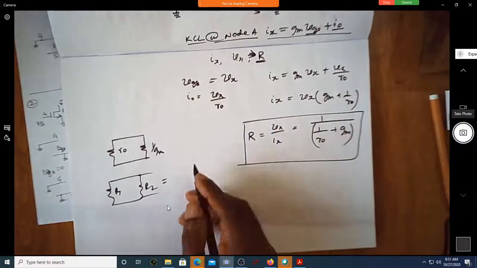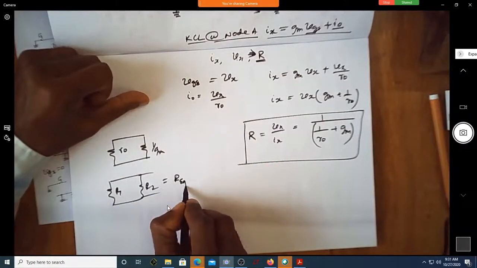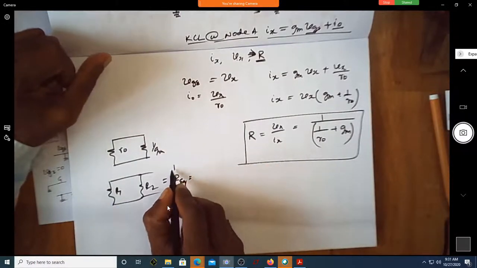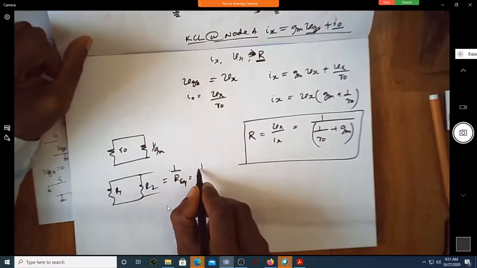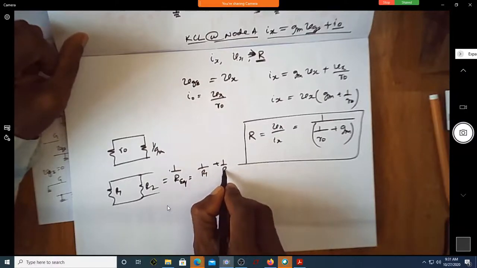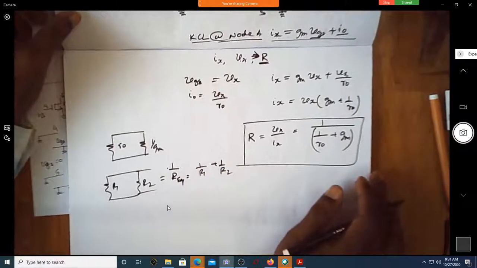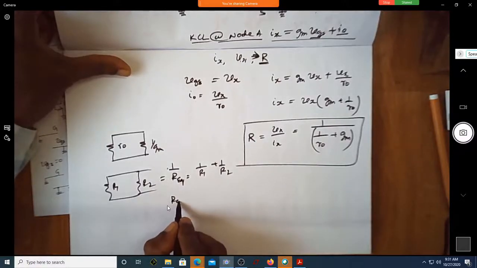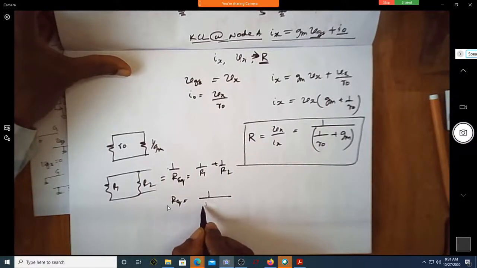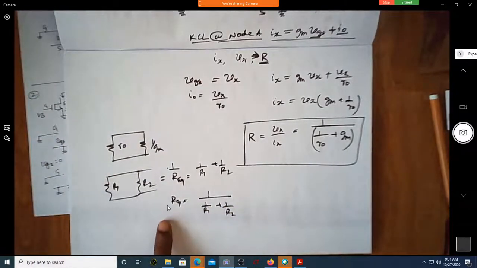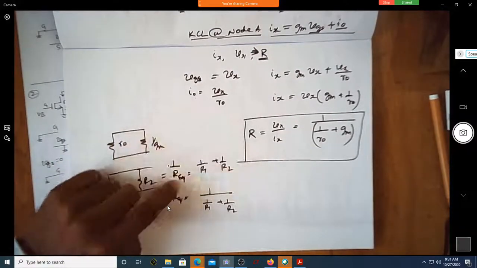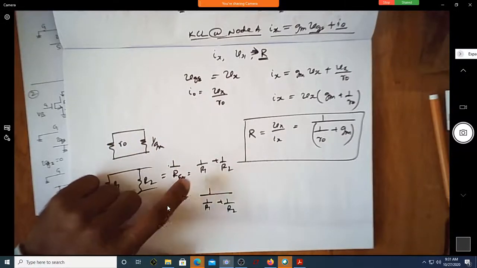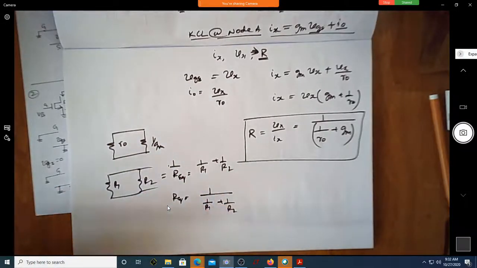Can I write 1 over R equivalent as equal to 1 over R1 plus 1 over R2? That's how you usually write, no? Can I write this, R equivalent is 1 over R1 plus 1 over R2? Yes, sir.